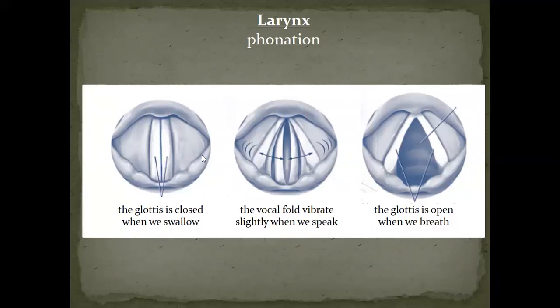When we swallow, so when we would like the food to get into the pharynx and into the esophagus and not into the larynx, then the glottis is closed. As we speak, there is a vibration of the vocal folds and the vocal ligaments, and the rima glottidis is open, but not so widely open. And as we breathe, it opens up much better, and the heavier we breathe, the bigger this opening will be.